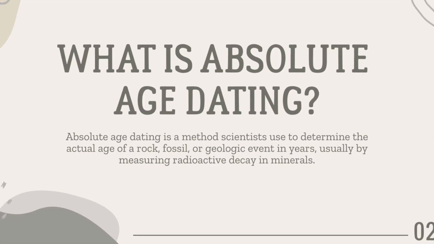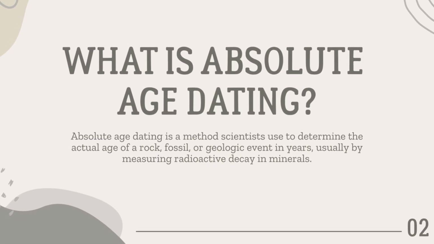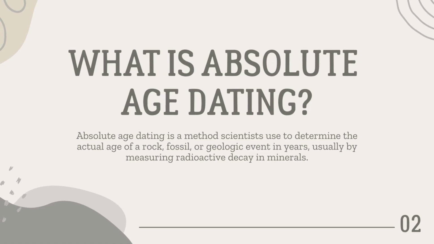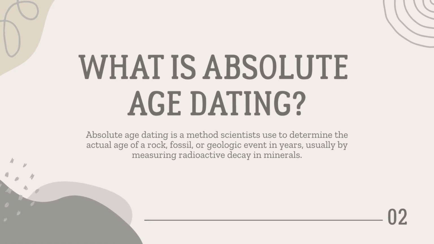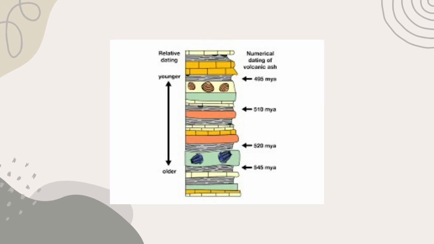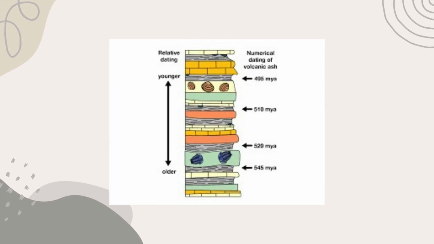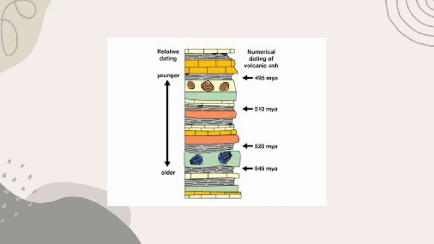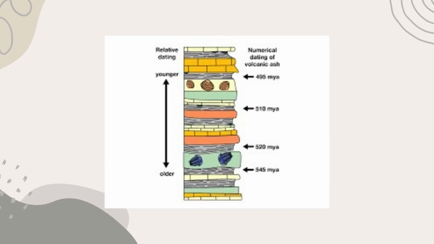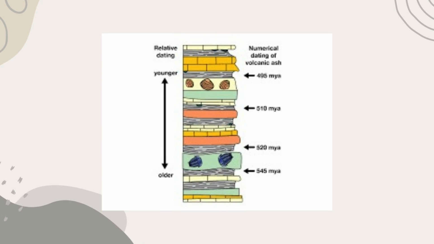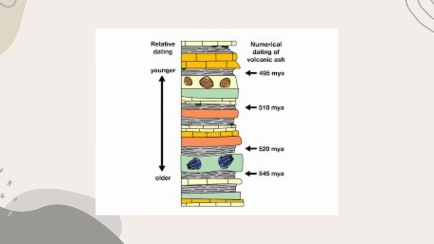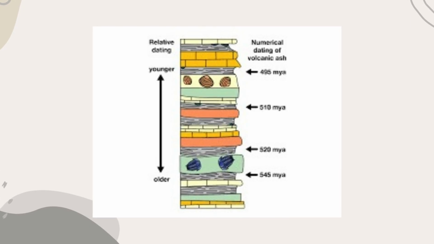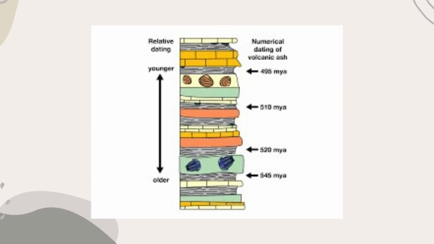So what is absolute age dating? Absolute age dating is a method scientists use to determine the actual age of a rock, fossil, or geological event in years, usually by measuring radioactive decay in minerals. And then here, sorry, it's a little weird quality, but I just wanted to put a picture depicting the difference between relative dating and absolute age dating. On the left, it's just going younger to older, and on the right, it's by actual year, so it's a lot more accurate.